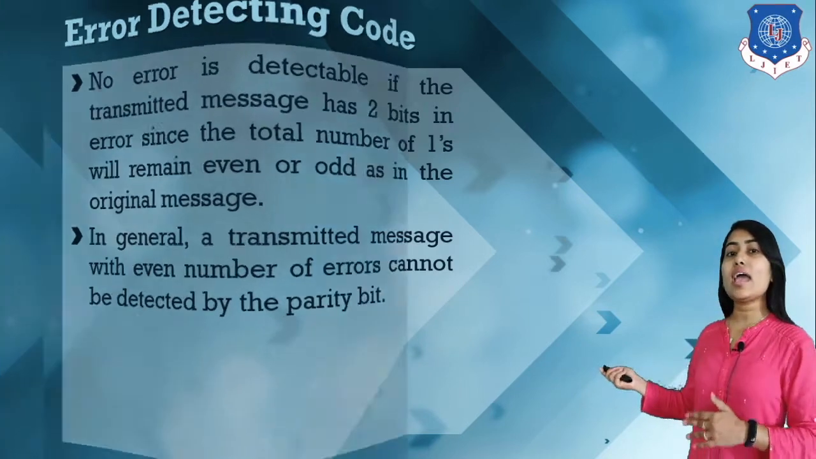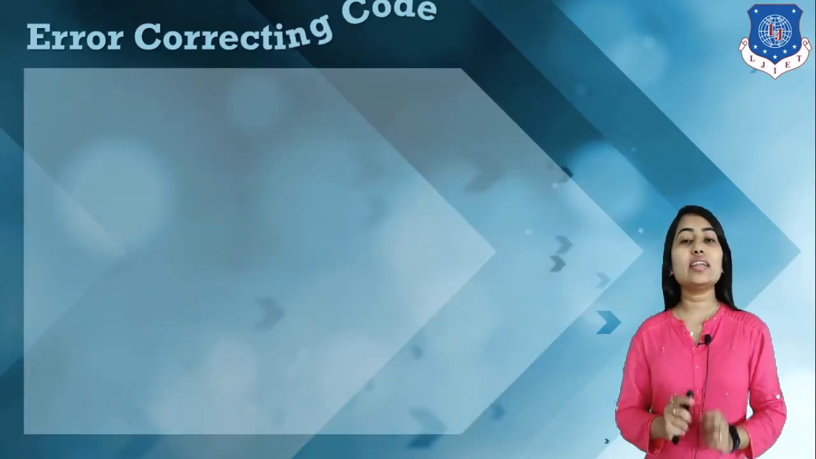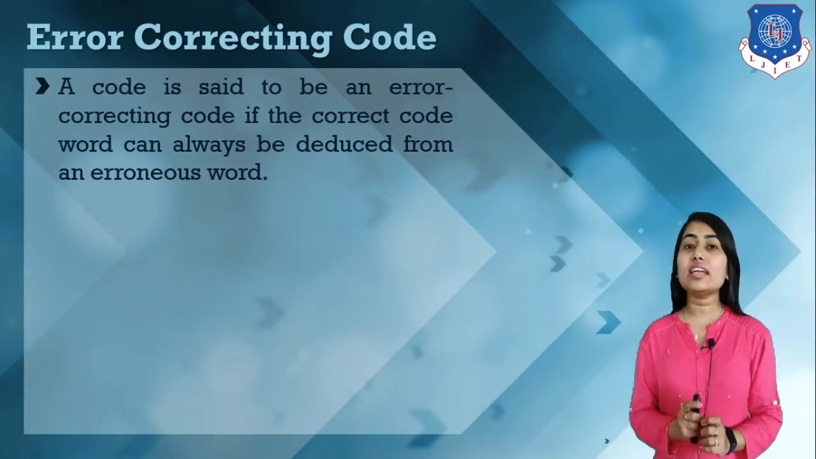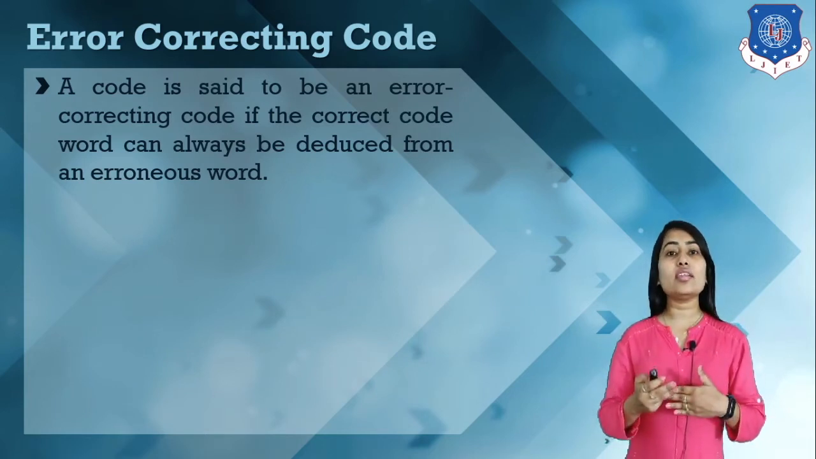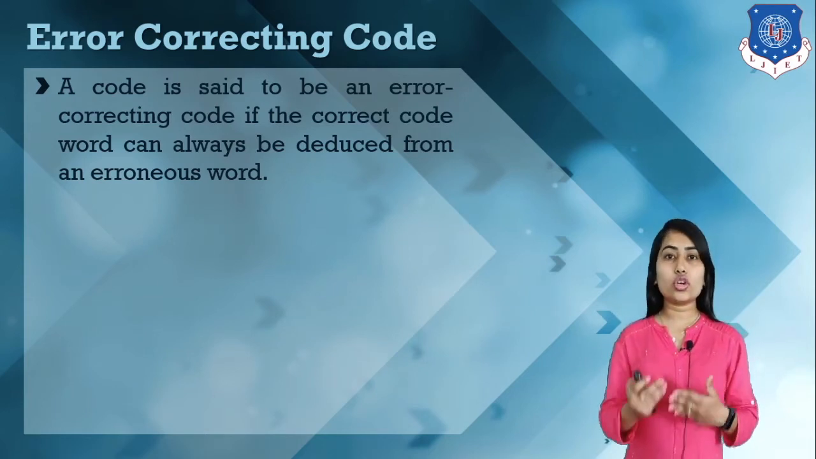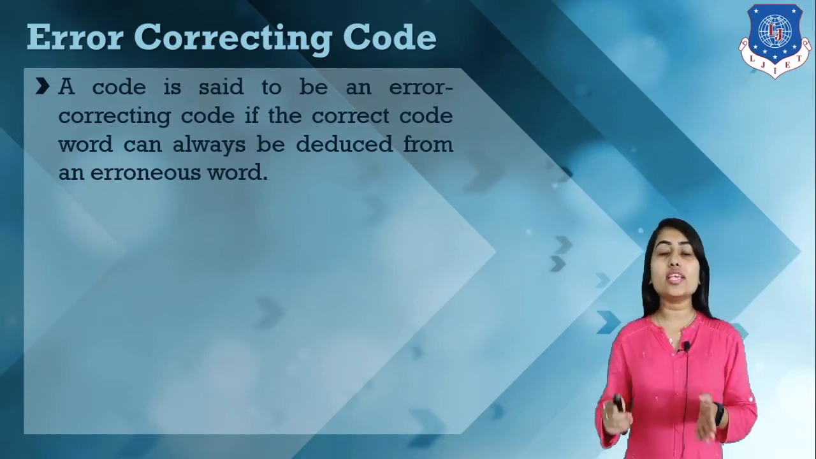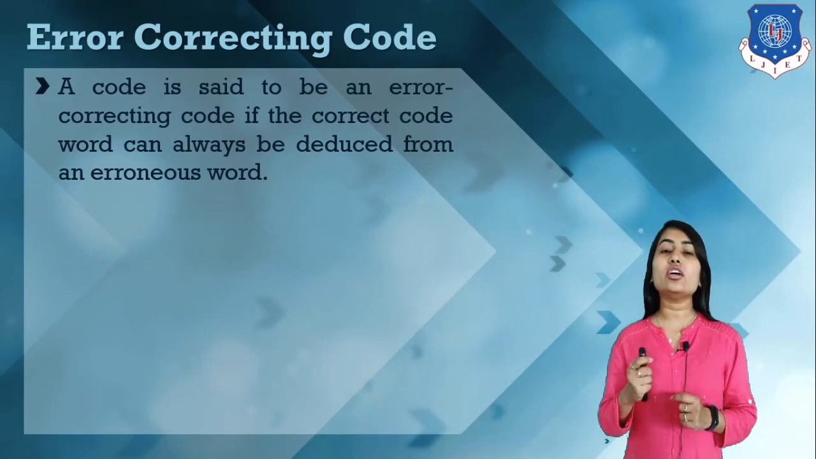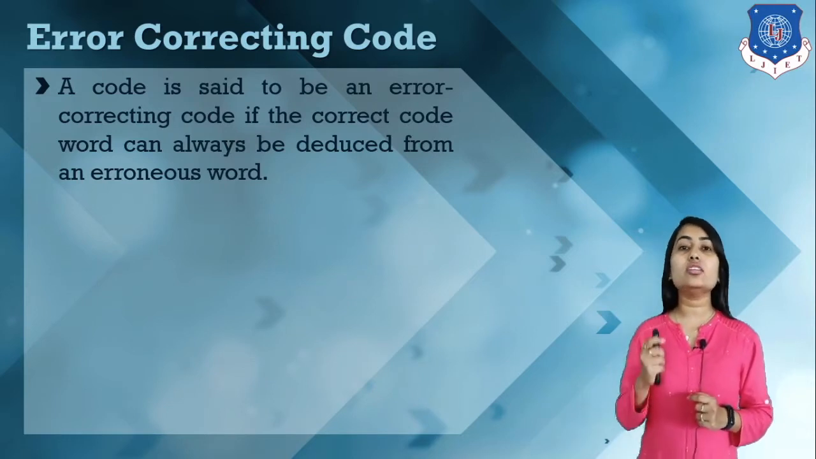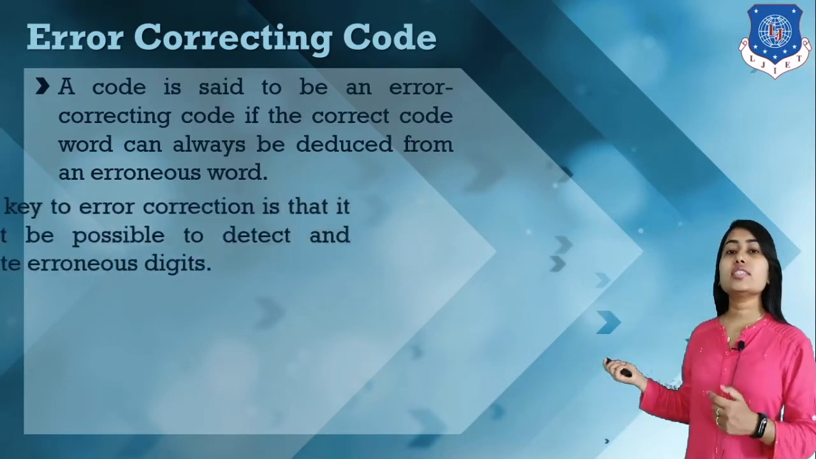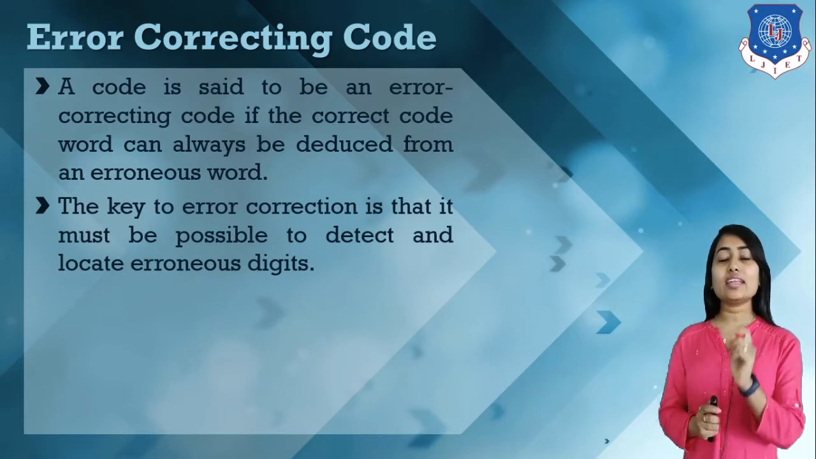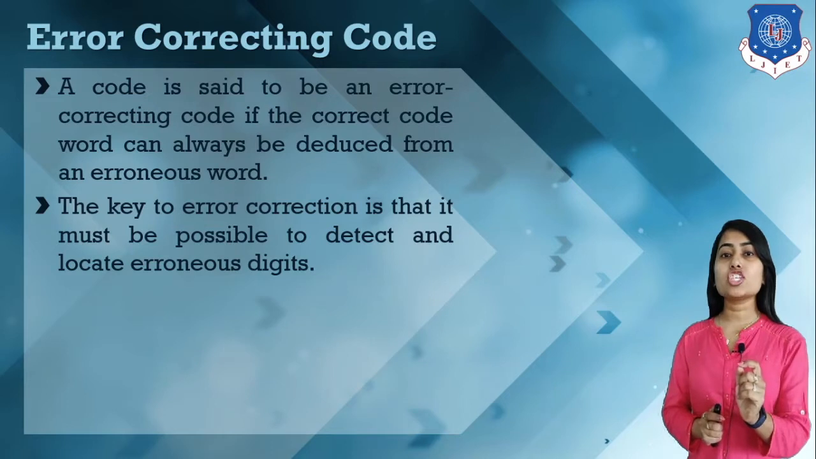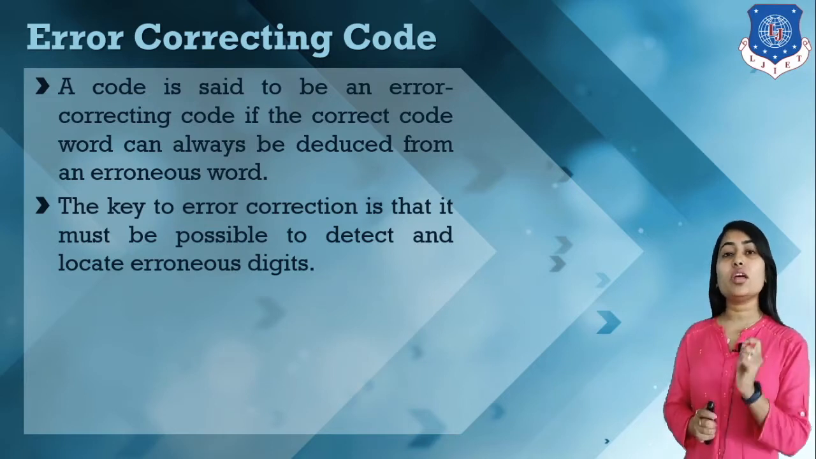Next we have the error correction code. An error correcting code is a code which identifies the error and corrects the error. This error correcting code detects the errors and corrects them.